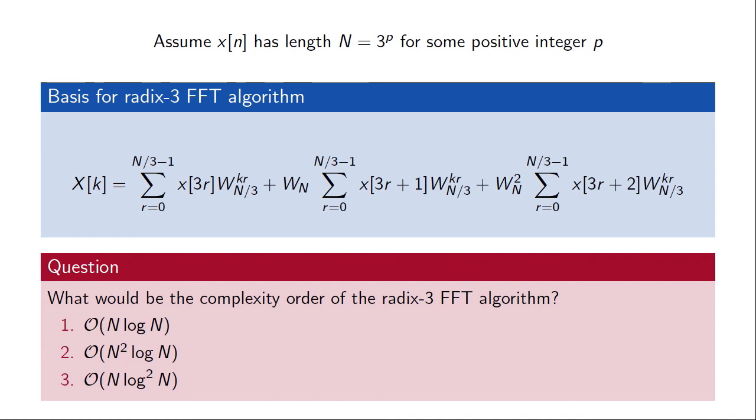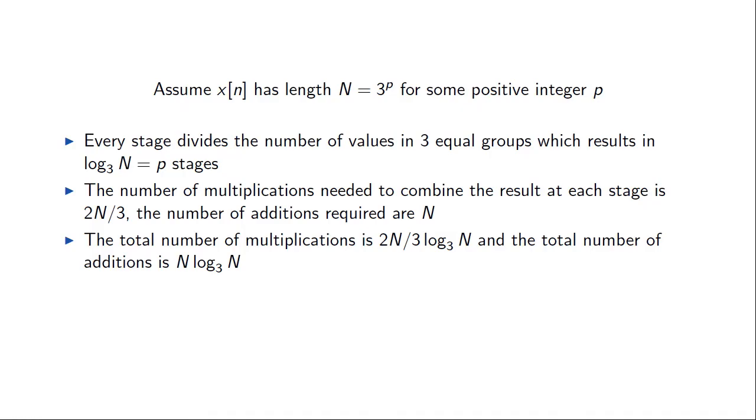Well, the answer is option number 1, so it would still be order n log n. The way to see this would be similar to the radix 2 algorithm. We take this sequence x[n] of length 3 to the p, where p is an integer. We would divide it into stages. Each stage would have 3 equal groups, so there would be log base 3 of n, which would be equal to p stages.